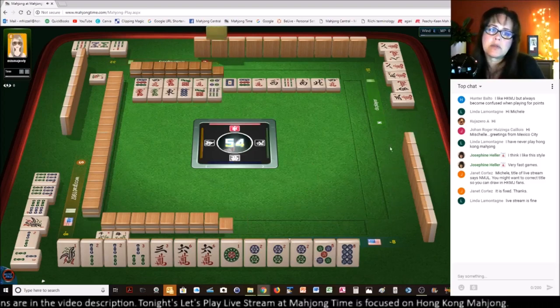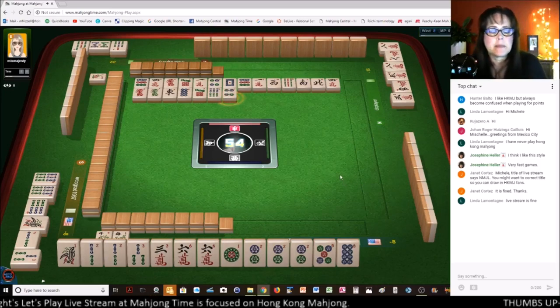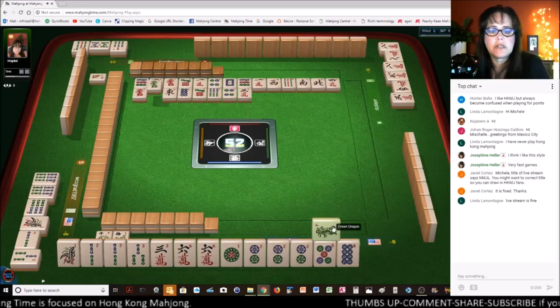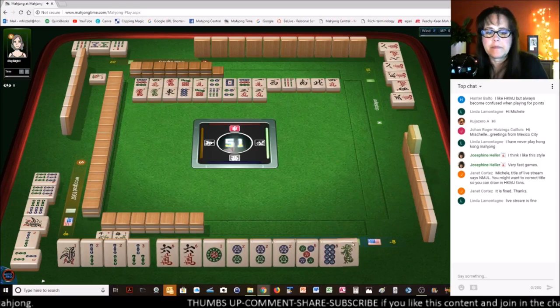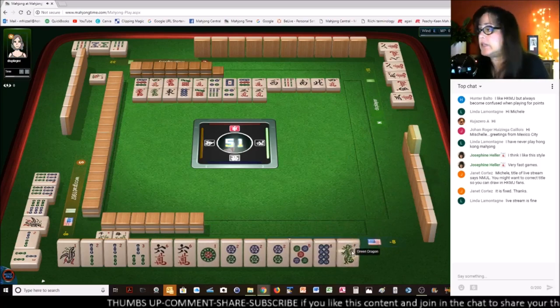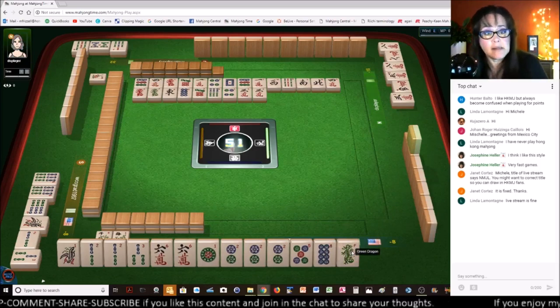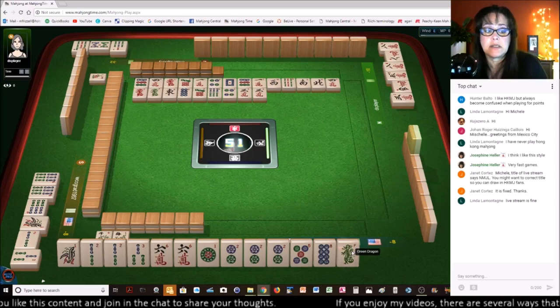6 bamboo, North's hand, so we can probably discard that next. 4 dots. 3 characters. There's 1 green dragon out. Let's get rid of the 3 crack. 3 characters. If we pair up the green dragon, we could maybe get a pung of dragons. A single dragon's not going to help, though, not when you have simples in mixed suits.